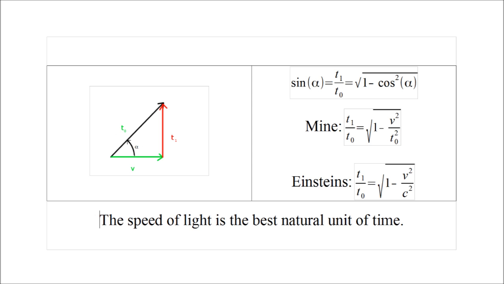The math says as you increase your speed, your clock runs slower, or t sub 1 approaches 0 as v approaches t sub 0. Notice where t sub 0 appears. It appears in the same place as c in Einstein's famous gamma equation, which says that light makes the best natural clock or unit of time.